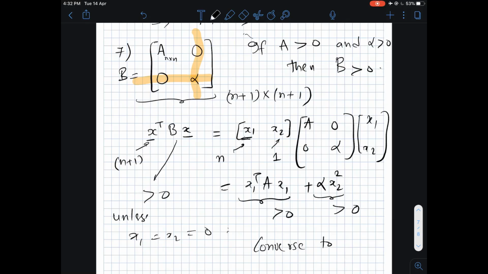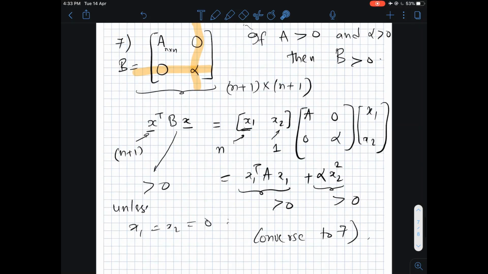By the way, let me just leave this as a question to you guys. What about a converse to 7? Meaning that suppose I know that this matrix B is positive definite, can I conclude that A is positive definite and alpha is positive? Well, A is a principal submatrix of B. So if B is positive definite, then A is definitely positive definite. Alpha is a diagonal entry of B. So if B is positive definite, then alpha is definitely positive. So the converse to 7 is also true.